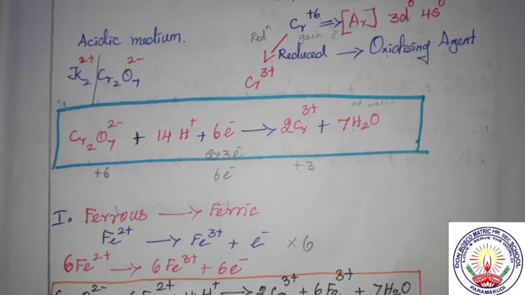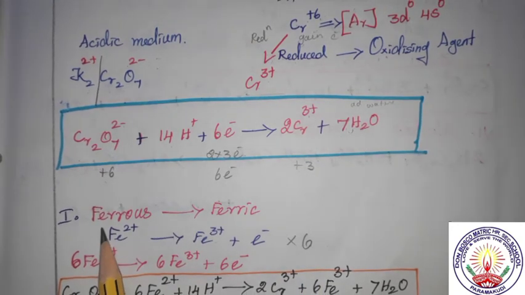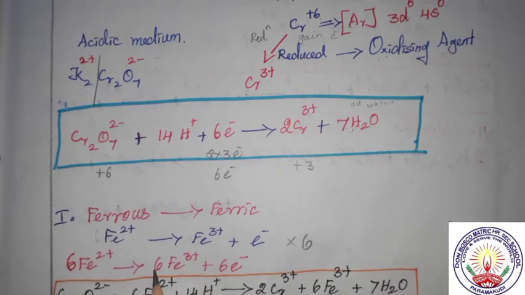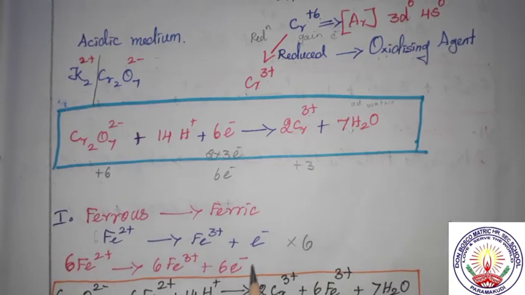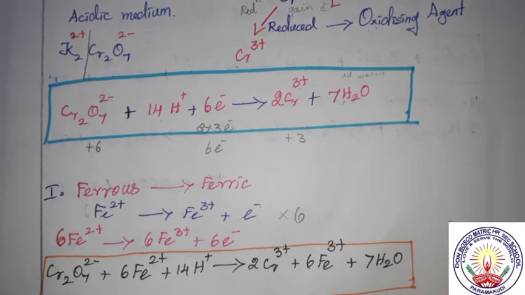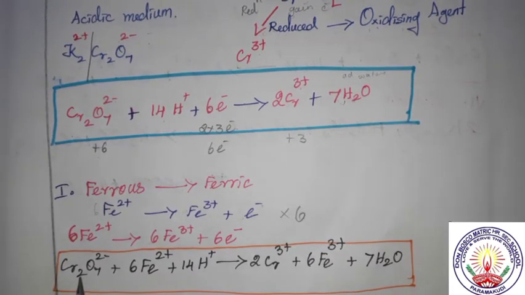Now we need 6 electrons, so we shall multiply this with 6. When we multiply this with 6, we will get 6 Fe2+ going to 6 Fe3+ plus 6 electrons. Here already only one ferrous is there, 1 into 6. So now we have to add this with the mother equation, that is the basic equation.